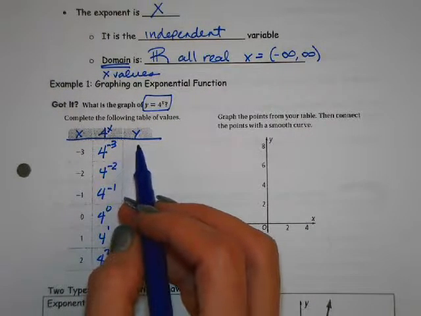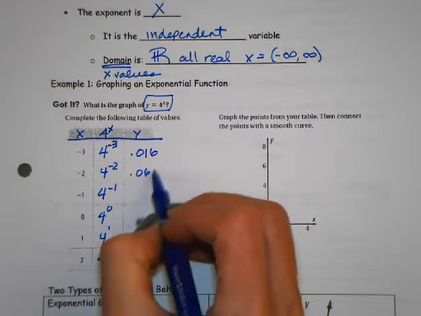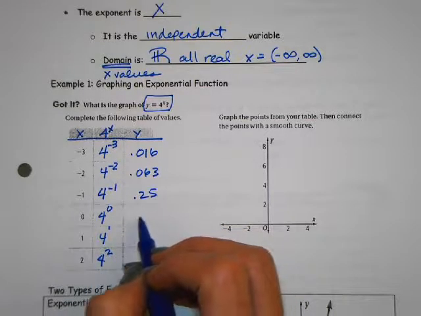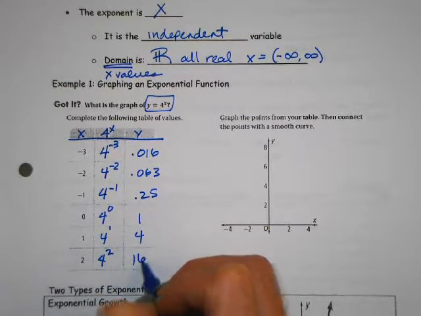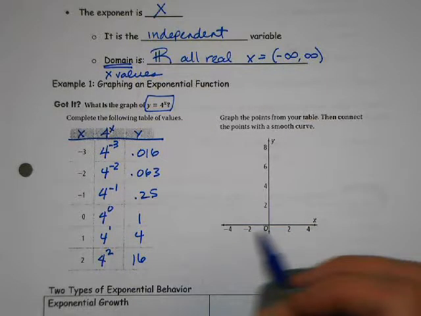Okay? And then we got a value for y, and when we got the value, it was like 0.016, 0.063, 0.25, 1, 4, and 16. If you guys wanted those in fractions, you can keep in fractions. It's just harder, I think, harder to graph. Like, it's harder to tell where 1/64 is on a chart.